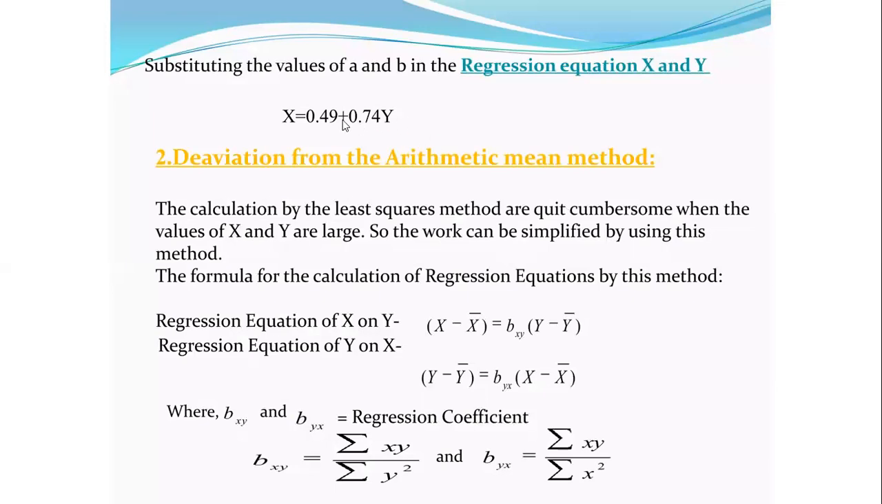So x on y will be x is equal to 0.49 plus 0.74y. So this is the easiest method of finding the y on x and x on y. Please remember, in the regression chapter we will basically be trying to find out the y on x and x on y equations.